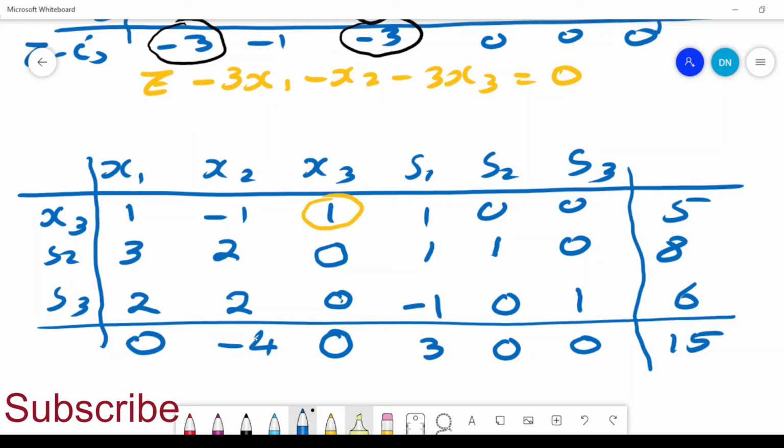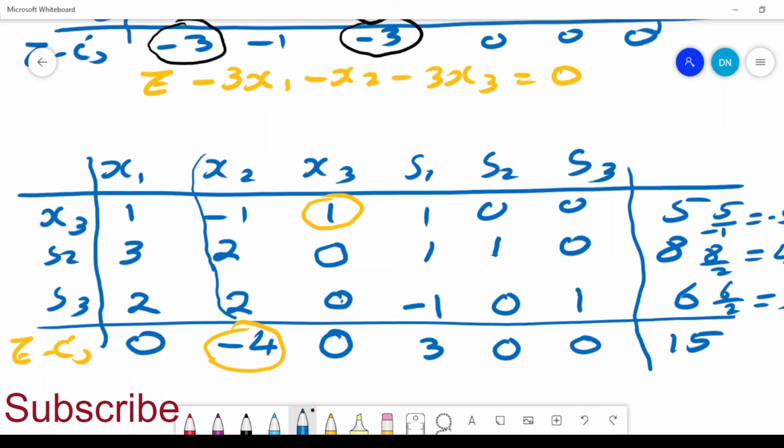Now we see that we have also a negative value down here. And this is where our interest is, z minus cj. So again, I'm going to divide through to find the smallest ratio. 5 over -1 is -5. 8 over 2 is 4. And 6 over 2 is 3.